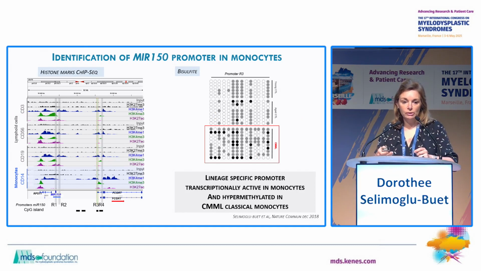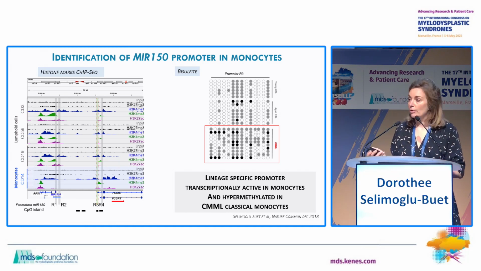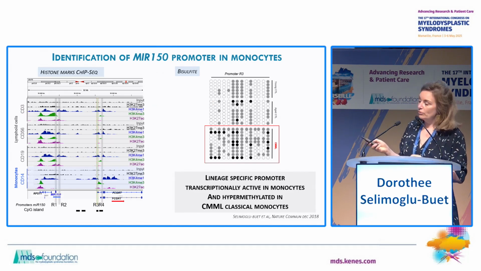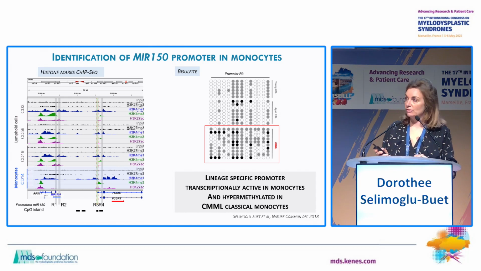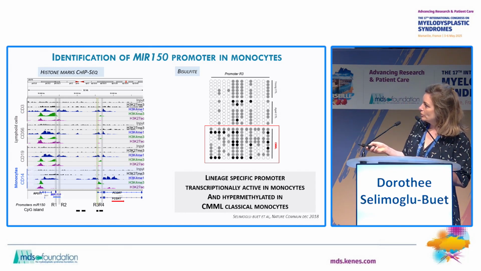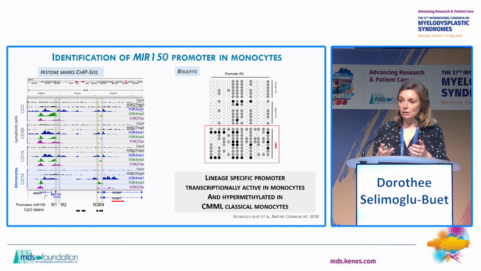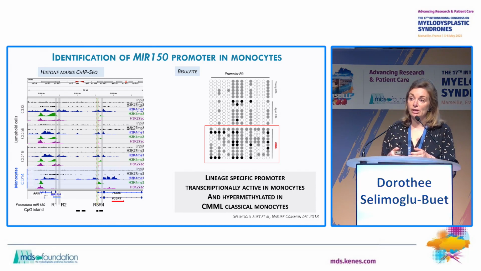And now, why do we have a decrease of miR-150 expression in CMML monocytes? We were looking for an epigenetic mechanism, and so we used histone-marked ChIP-seq analysis data to first define a promoter for miR-150. We find here a promoter that is transcriptionally active in monocytes for miR-150, which is hypermethylated in CMML classical monocytes compared to controls. This could explain why miR-150 expression is decreased in CMML monocytes and why we have this conversion blockage in CMML.